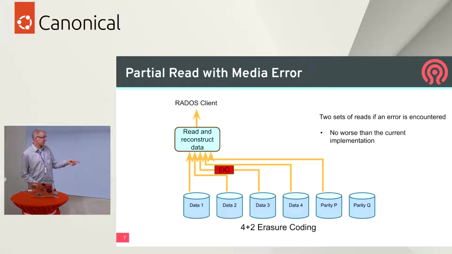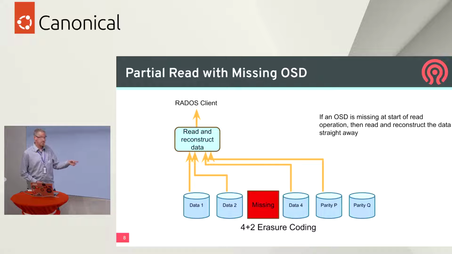I should point out that we only do 2 sets of reads like this when the read failure is unexpected. So if data 3 was missing, then even with the partial reads, we'll straight away go and read all of the other datas and a coding parity to be able to recover the data. So if there's a known failure, then just one set of reads to recover the data there.